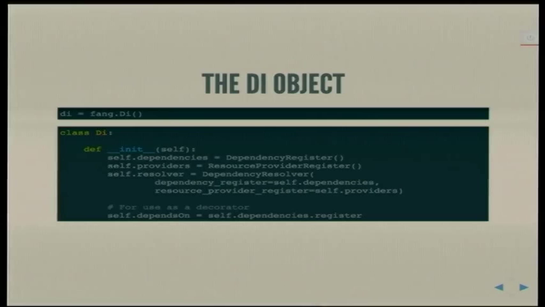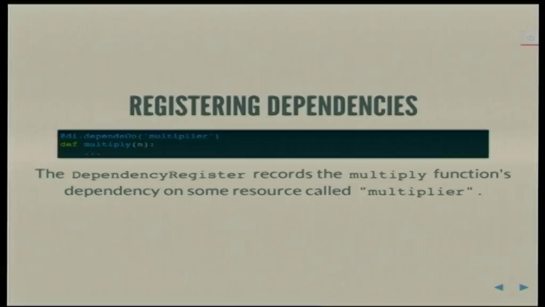So the DI object is really simple. It's really just a combination of these three different pieces. So you have a register for dependencies, a register for things that provide resources to meet those dependencies, and you have a resolver that just kind of combines the two together to do the lookups. And then you have a decorator down here, which is just sort of convenience to provide a nice way of talking about dependencies. Registering dependencies is just a decorator here.